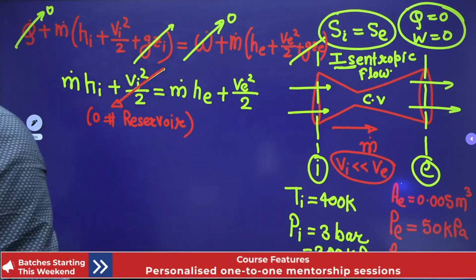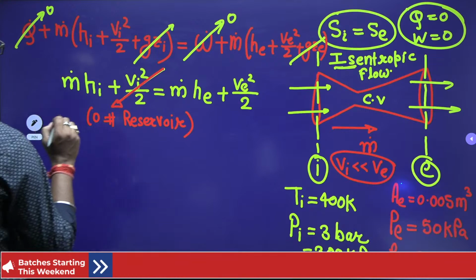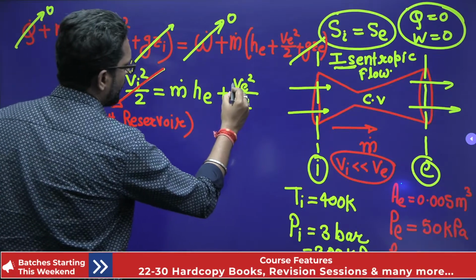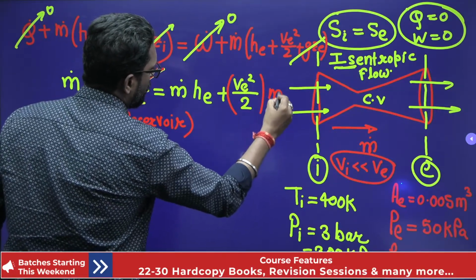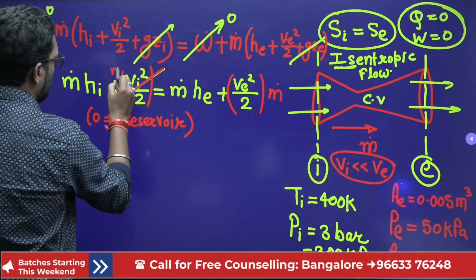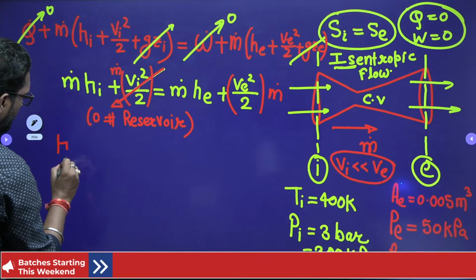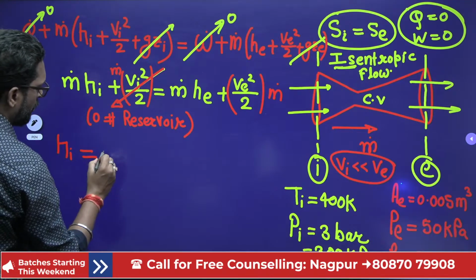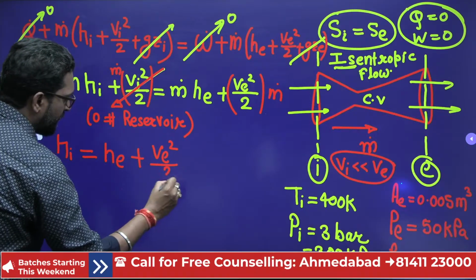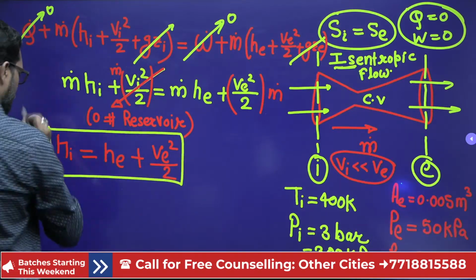So what is the equation? Our equation is m dot is there on both sides, so we multiply with m dot. Here also m dot is there. This term is 0, so we divide by m dot. So hi is equal to he plus ve square by 2. Because this is the equation of the nozzle. Always remember, this is the equation of the nozzle.